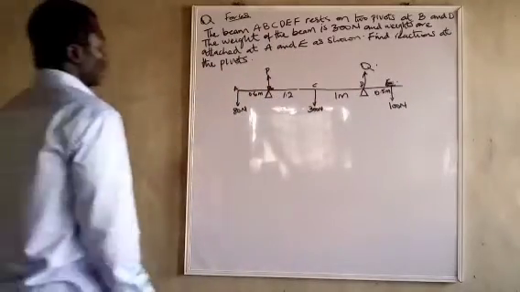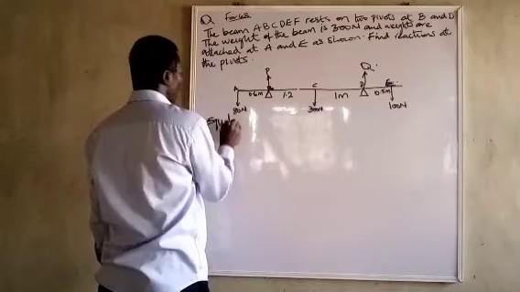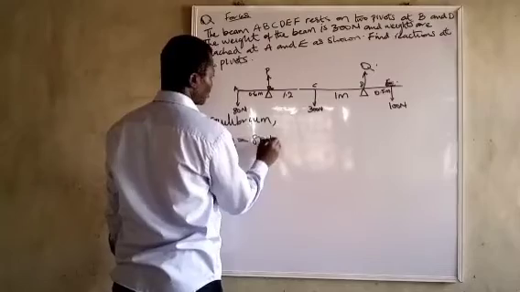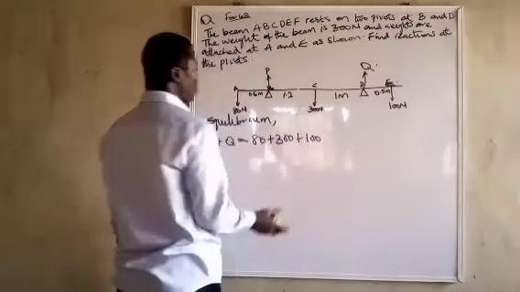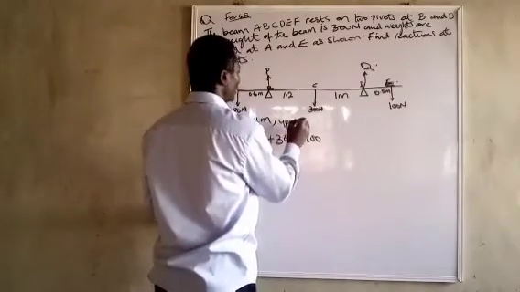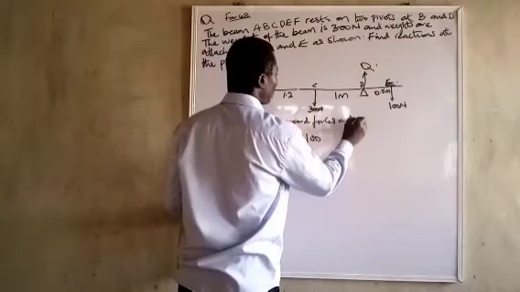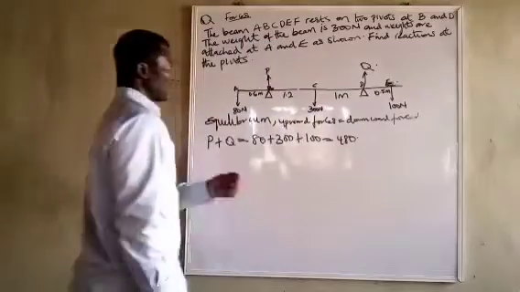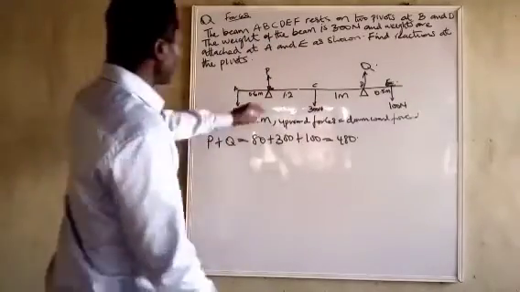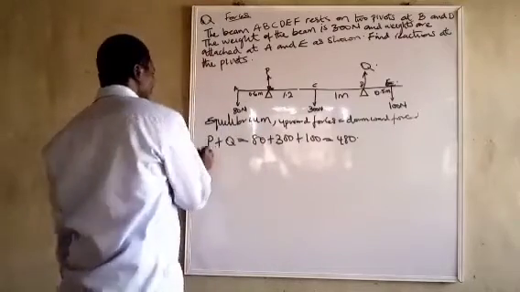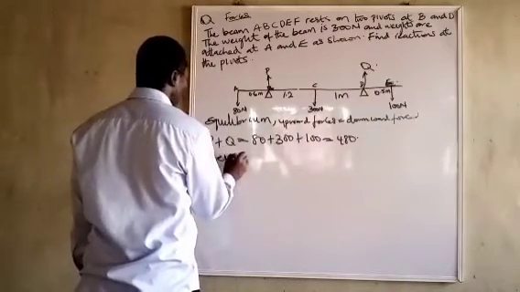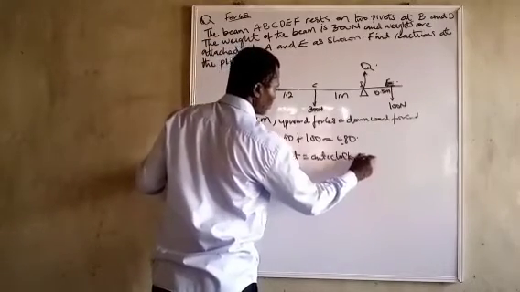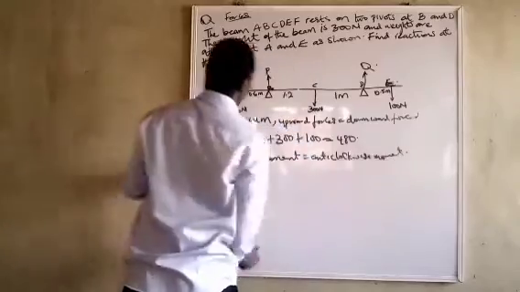From equilibrium, we can say forces P plus Q is equal to 80 plus 300 plus 100. That is upward forces equal downward forces, which is equal to 480. So P plus Q equals 480. Now, let's take moments about P. For moments now, clockwise moment will be equal to anti-clockwise moments for equilibrium. So let's take moment about P.